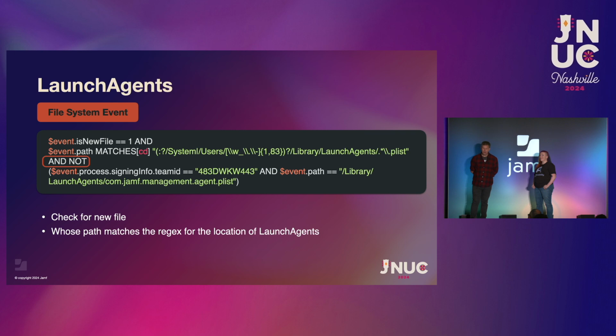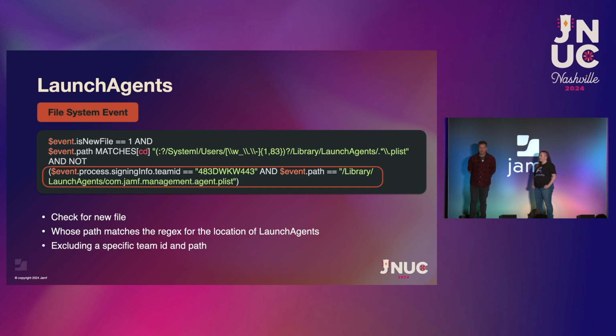However, what they do with this one is they've got an and not. So here, they're excluding a particular team ID, which is Jamf, and a particular launch agent. Because Jamf Pro does regularly update the launch agents it deploys, and we don't want Protect being triggered all the time for that update. So here, they're just excluding Jamf Pro's launch agents from this analytic.